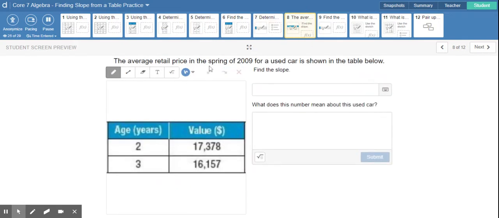The average retail price in the spring of 2009 for a used car is shown in the table below. Find the slope. So remember, slope is the same thing as rate of change. So here our x's are on this side, and our y's are on this side. So we need to know how much this is changing. Well, that's changing by adding 1. And then how much this is changing. Well, I can figure that out by actually subtracting it.